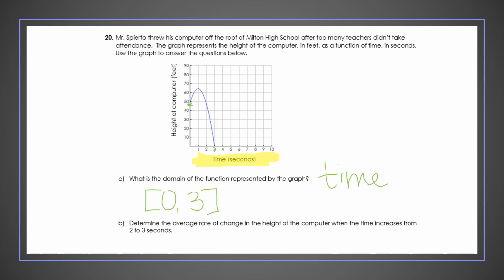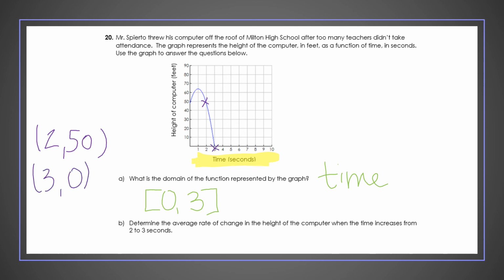The last part, it says determine the average rate of change from 2 seconds to 3 seconds. So you can do this visually or you can do this algebraically. I will show you both. We need to start on the graph at 2 seconds. If we go to 2 seconds, it appears that the height of the computer is 50 feet. So at 2, it's 50. And then at 3 seconds, it's when it hits the ground, so the y value is 0.